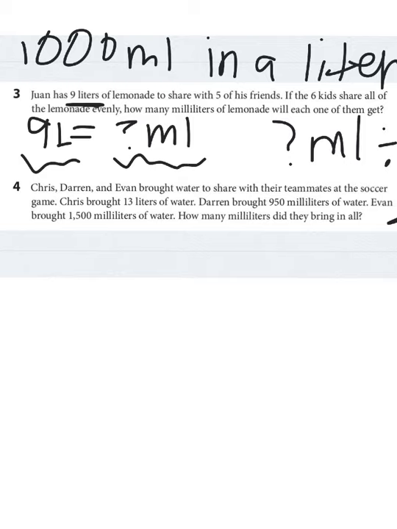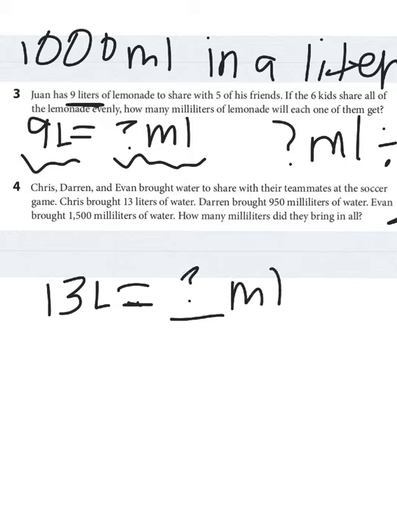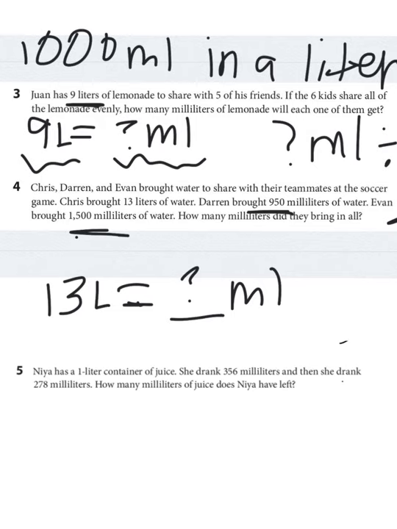Okay, again, we have to go back to 1,000 milliliters in a liter. And your first thing is going to figure out how many milliliters 13 liters is. So how many milliliters is 13 liters? So that's your first step. Then you're going to add them all up. So you're going to add the milliliters that Chris brought, the milliliters that Evan brought, and the milliliters that Darren brought. And then you will get your answer.